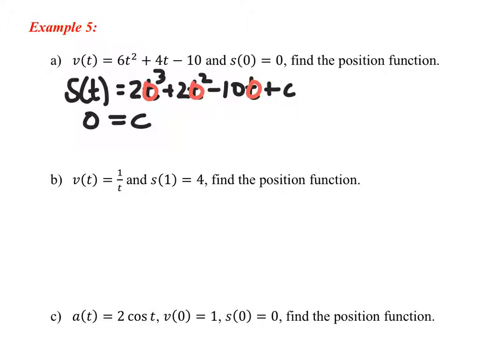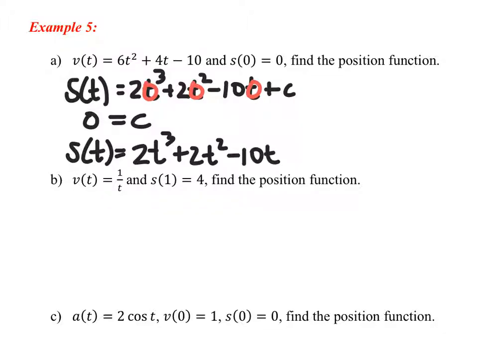So find the position function. So then s of t would equal 2t cubed plus 2t squared minus 10t, and of course, since c is 0, I'd be done right there.